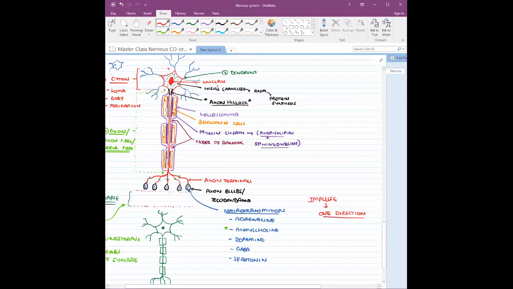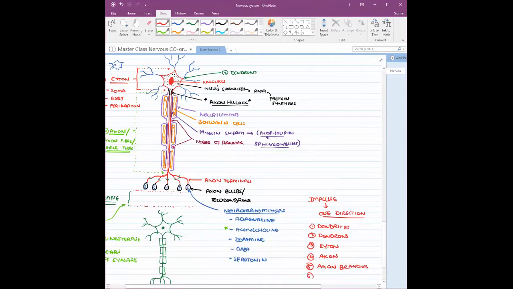Okay, and how is this? First, it is going to be from the dendrites. From the dendrites, it goes to the dendrons. From the dendrons, it goes to the cyton. From the cyton, it goes to the axon. From the axon, it goes to the axon branches.